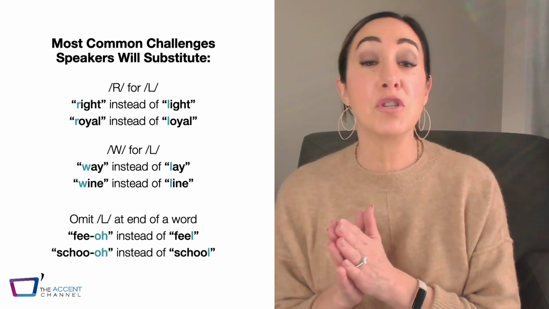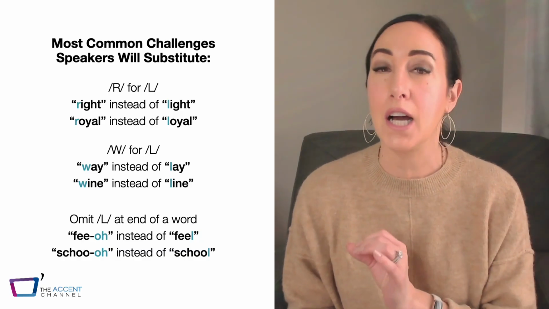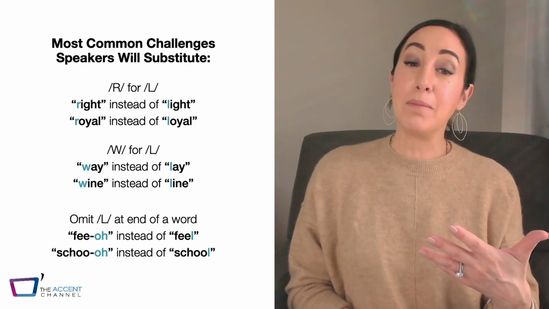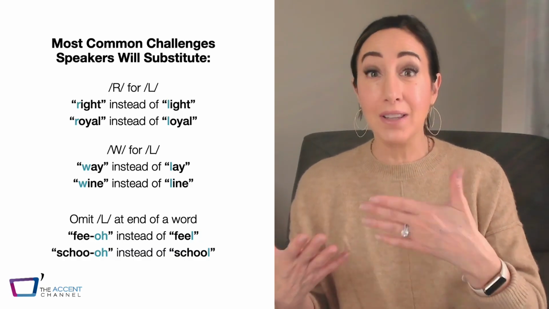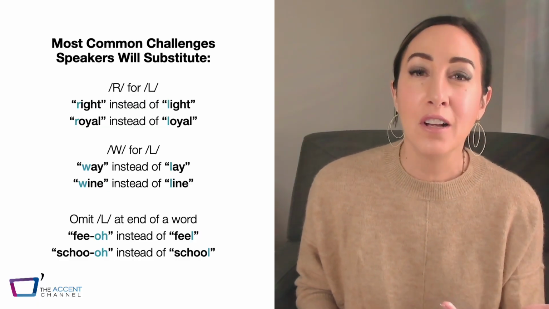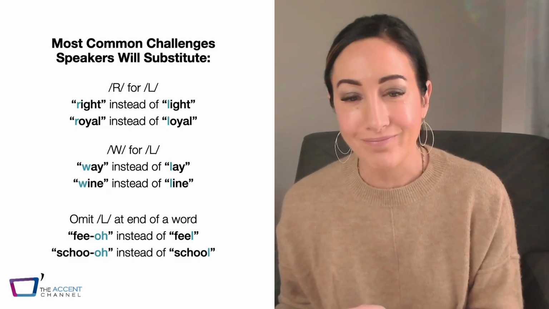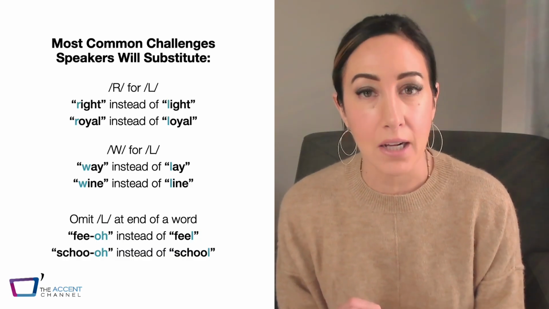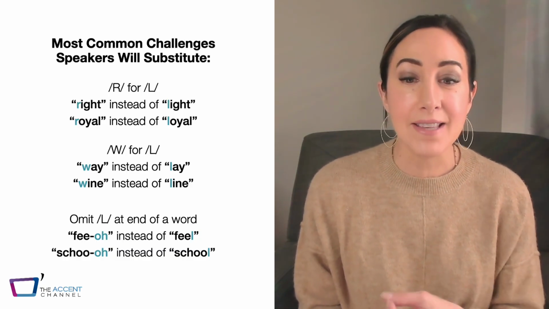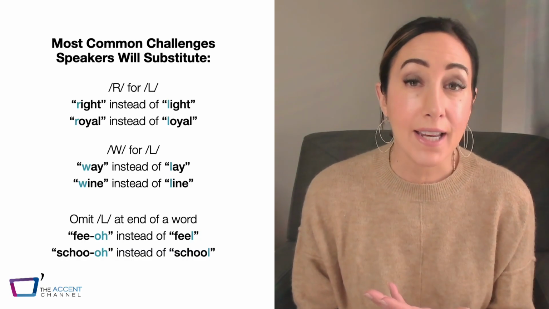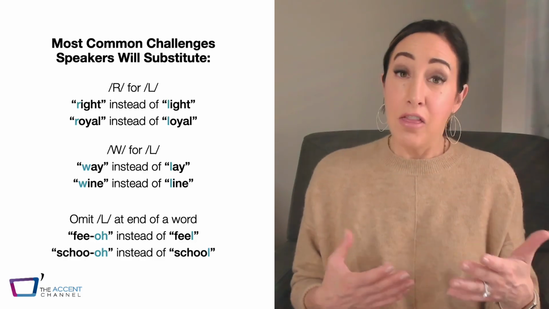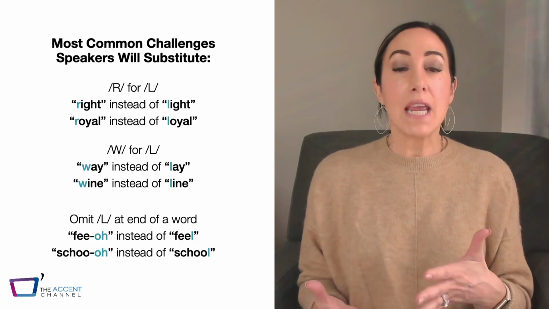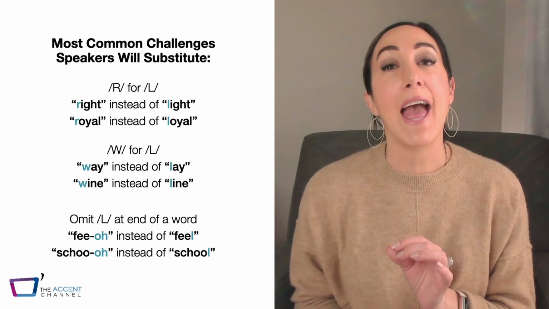The first one is substituting R for L. So we will hear right when we mean to say light, or the listener will hear royal when the speaker meant to say loyal. The second most common substitution is W for L. So we hear way instead of lay, or wine instead of line.